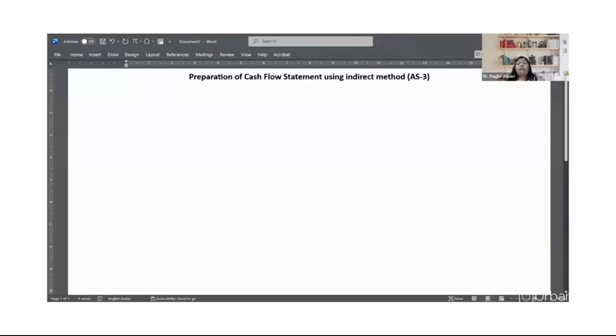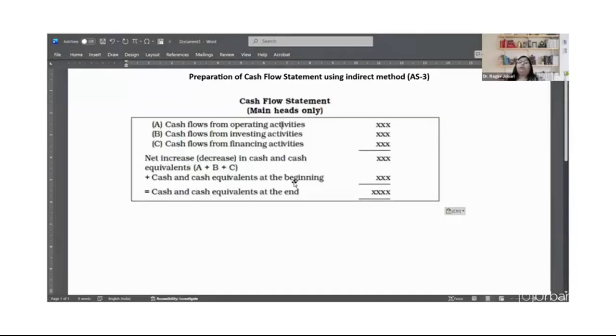Okay, so students, before we take up the question, I would like to give you the format of making the cash flow statement. Various heads we have already talked about in the earlier video. So continuing from that video, in case you want to know that theory part, you can look into my earlier video.